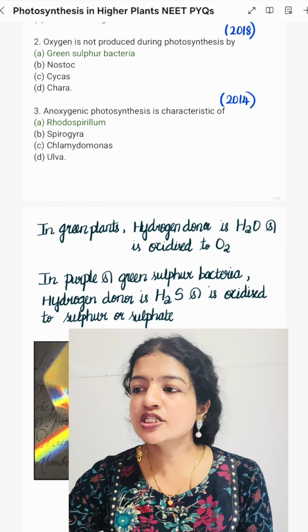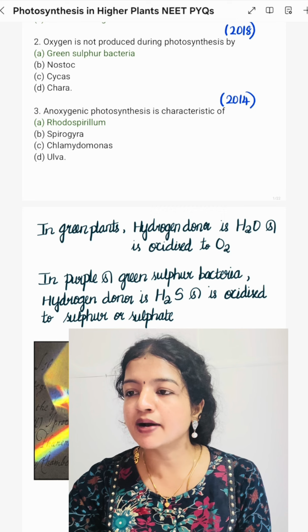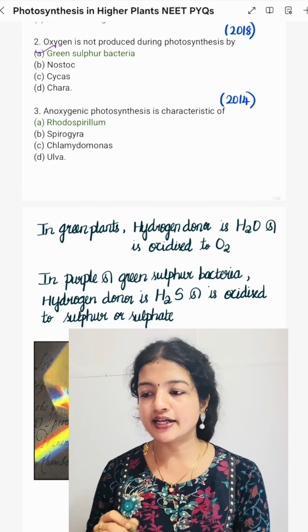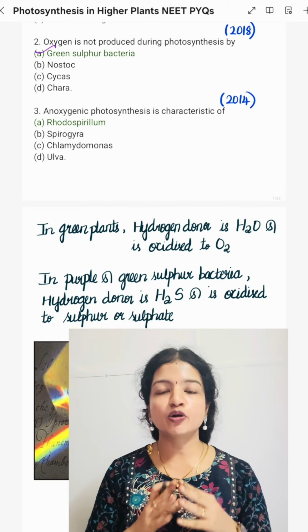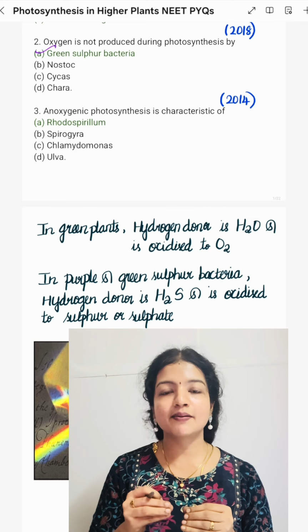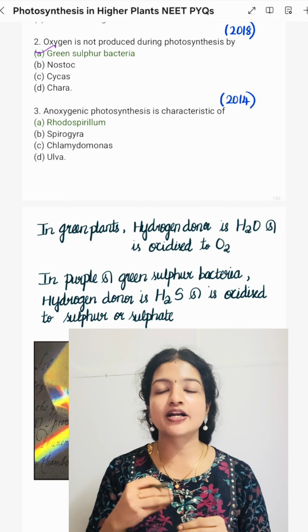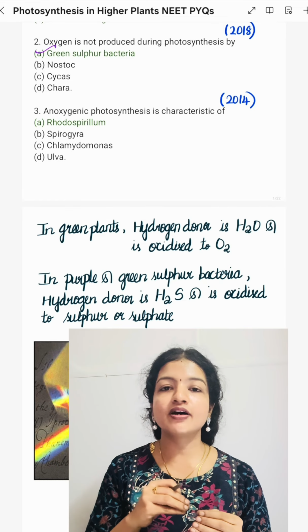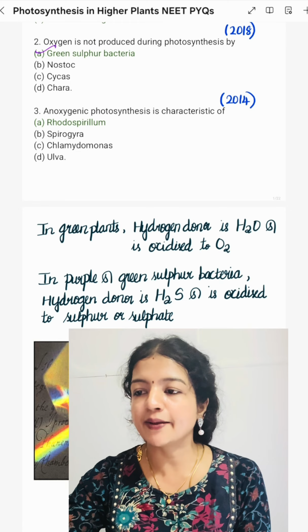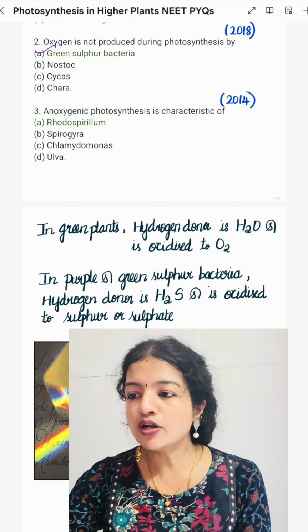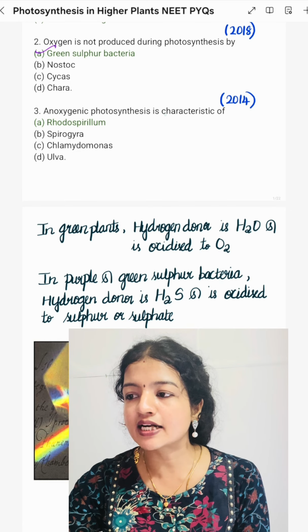Then, oxygen is not produced during photosynthesis by green sulfur bacteria. So in purple and green sulfur bacteria, oxygen is not produced. In these bacteria, hydrogen sulfide is the hydrogen donor and sulfur or sulfate is produced, not oxygen. So option A. Then third question, anoxygenic photosynthesis is characteristic of.